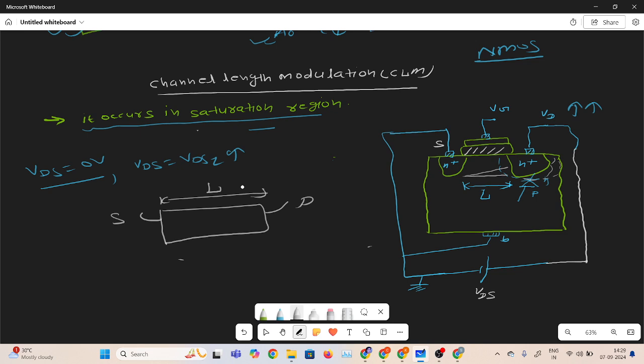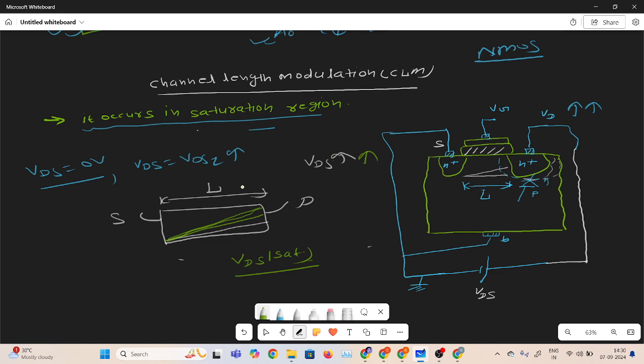Now if we increase the VDS, the penetration of the depletion layer will occur at the drain side. This I explained. When we increase more and more VDS, the penetration of the depletion layer will start like that. When the VDS reaches VDS set, on that state the current will be saturated. This is the VDS set.